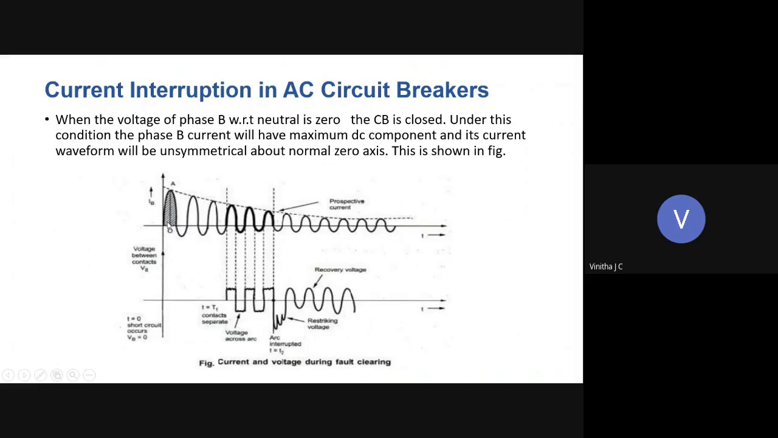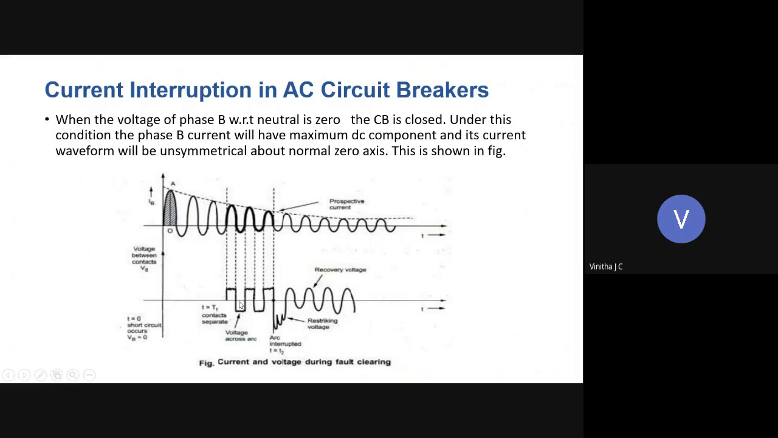What is meant by making current? The current which is required to close the circuit breaker contact is called the making current of the circuit. This current will continue for a few cycles. Then, after a few cycles, at an instant t equal to t1, the circuit breaker contacts will start to separate, that is, the contacts will start to open. While opening, what will happen? It will not open immediately. Initially, an arc occurs between the circuit breaker contacts.